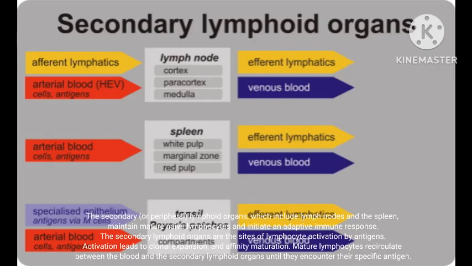The secondary, or peripheral, lymphoid organs, which include lymph nodes and the spleen, maintain mature naive lymphocytes and initiate an adaptive immune response. The secondary lymphoid organs are the sites of lymphocyte activation by antigens. Activation leads to clonal expansion and affinity maturation. Mature lymphocytes recirculate between the blood and the secondary lymphoid organs until they encounter their specific antigen.